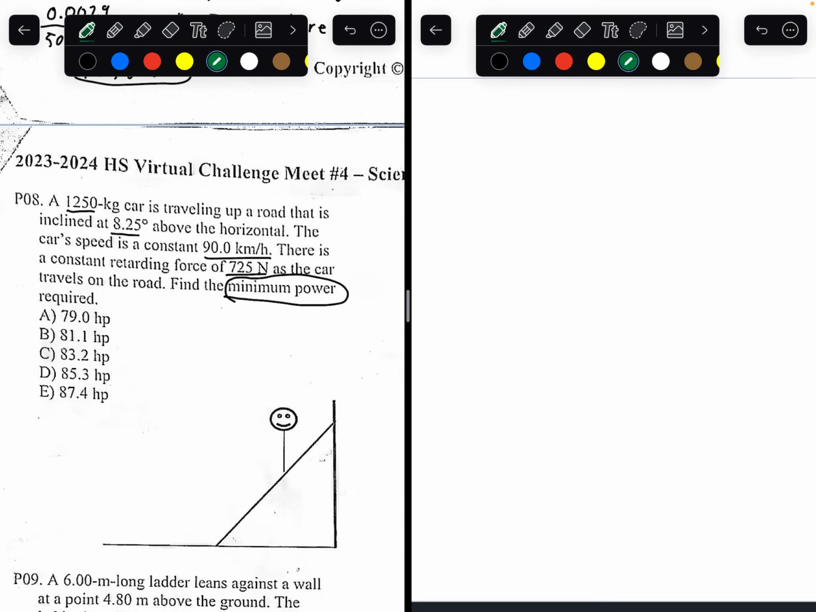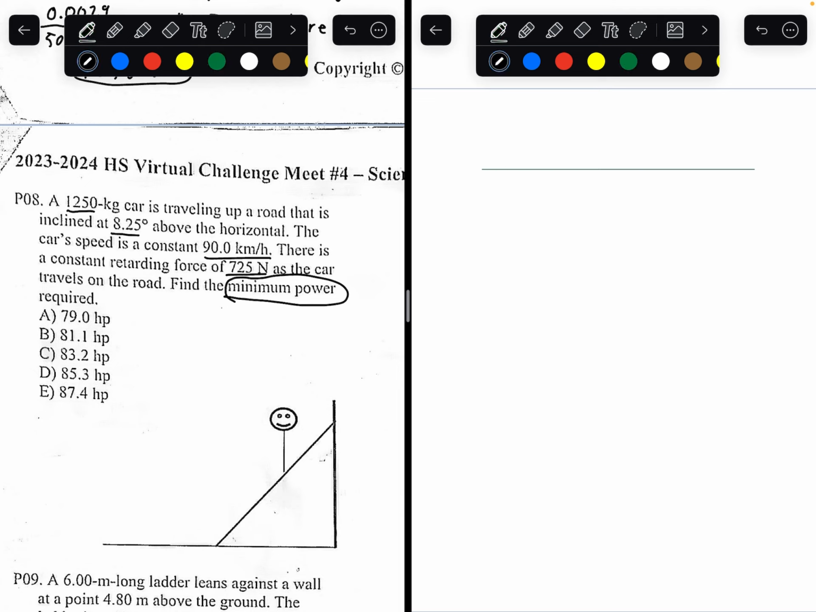So let's draw the figure on the right. So you have the car. The green line is at ground level and the car is at an angle of 8.25 degrees.